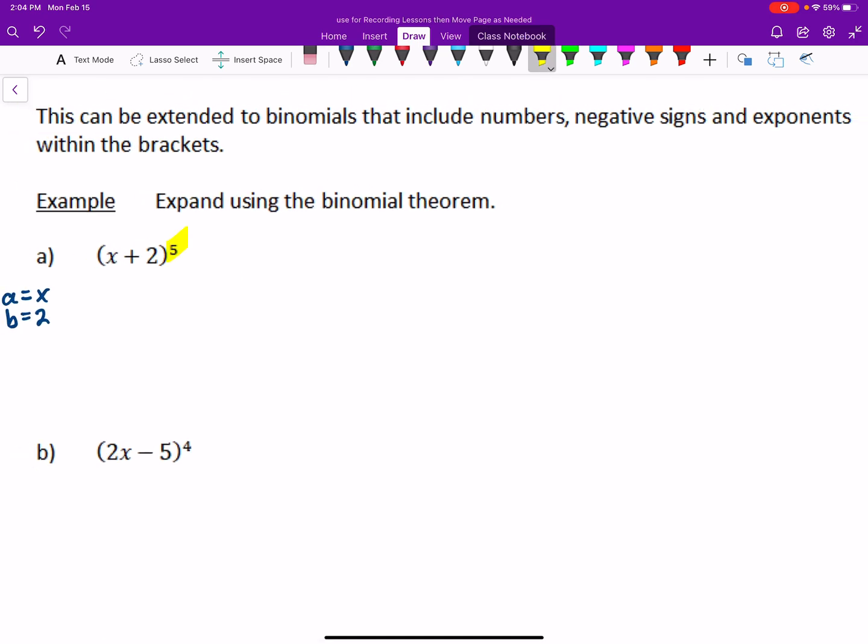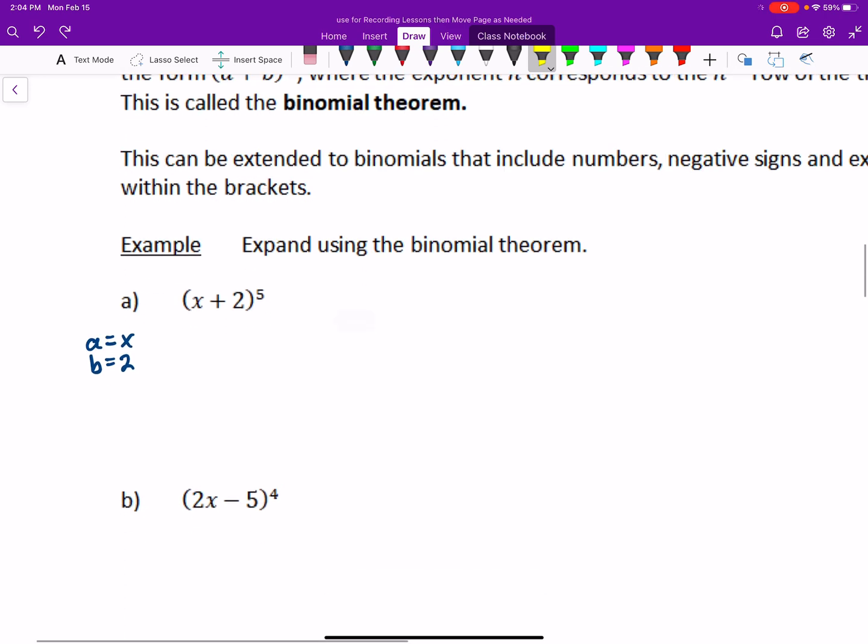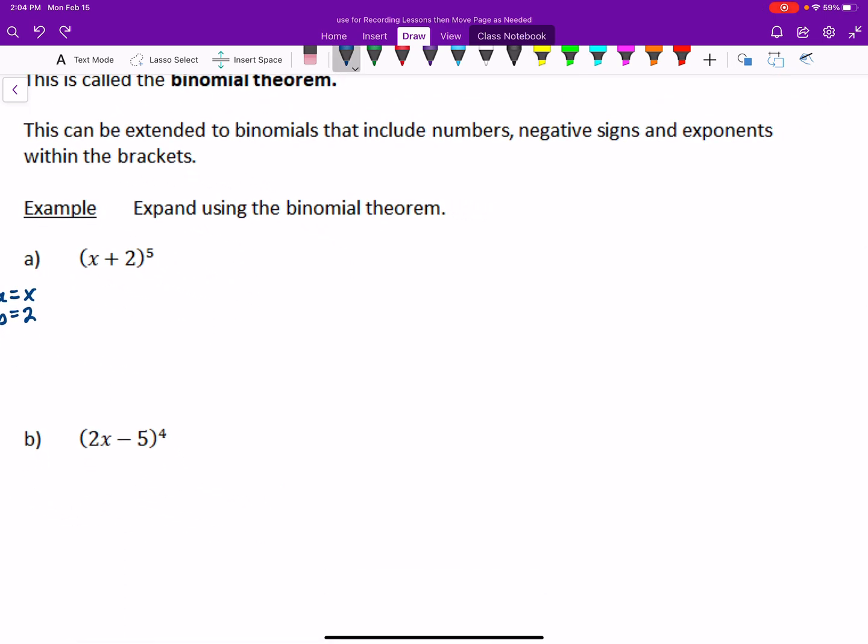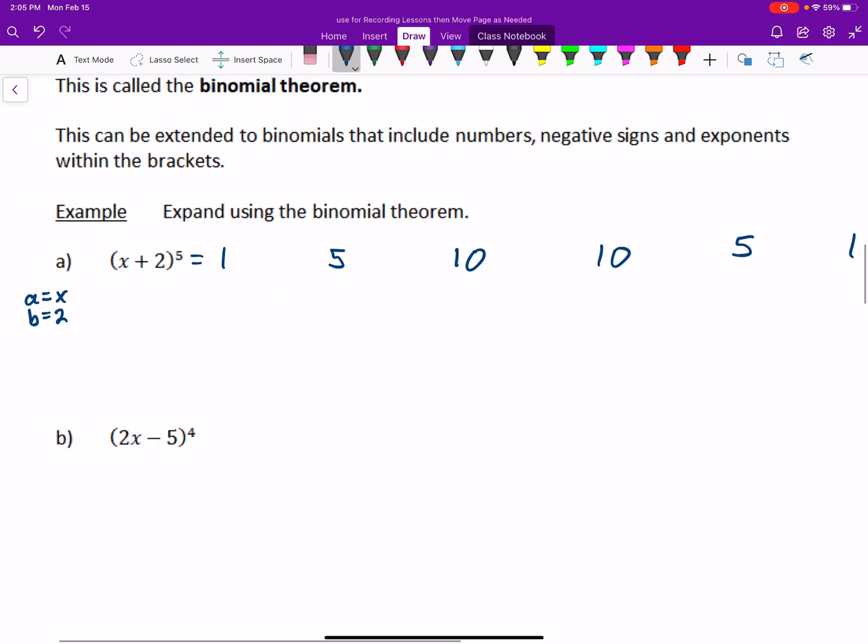We got this exponent 5, which means row 5 of Pascal's triangle. So my coefficients are going to be 1, 5, 10, 10, 5, and 1. Instead of starting with a as my highest exponent, I'm going to start with x. My highest exponent is 5. So x to the 5 and go down.